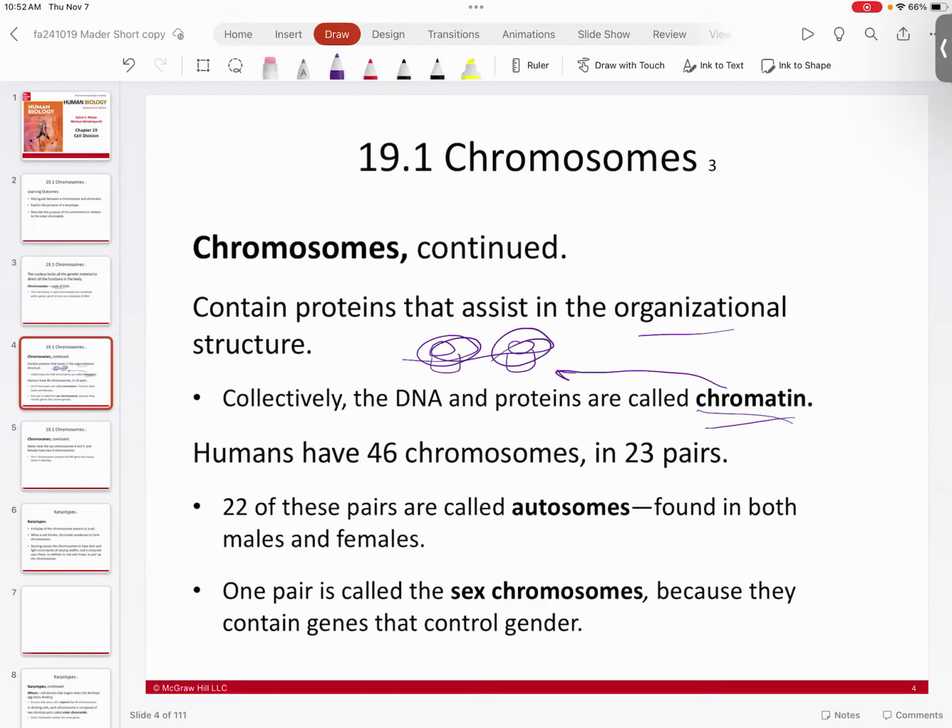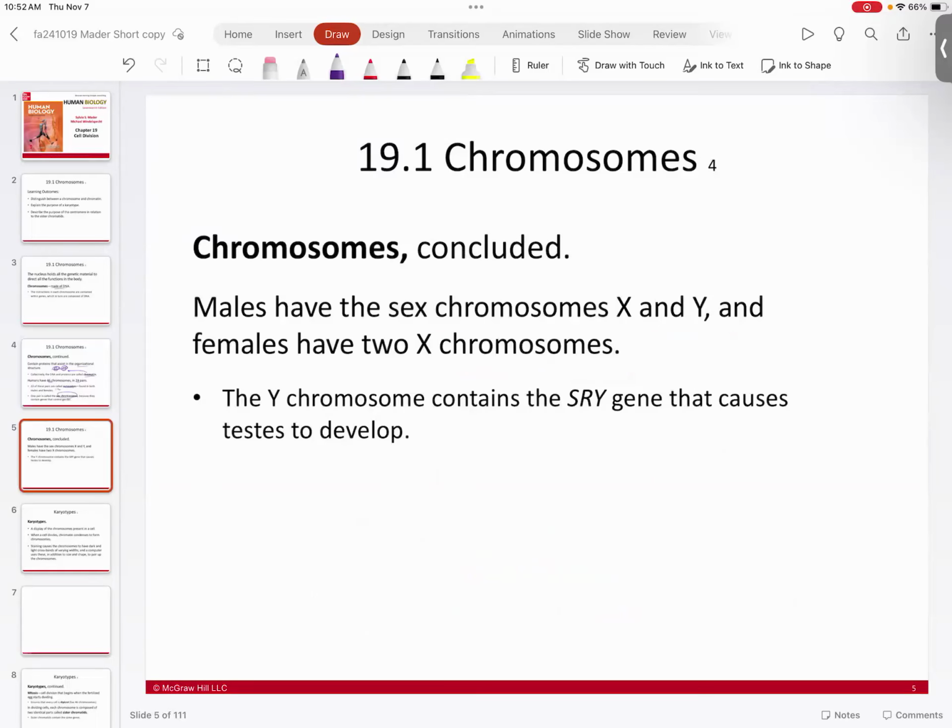Now, in humans, we have 46 chromosomes in each of our cells, 23 pairs, so we have 2 of each. The first 22, 1 through 22, are what's referred to as autosomes, and that's in both males and females. And then the other 2 are going to be what's called the sex chromosomes, so X and Y. When you take a look at the sex chromosomes, X and Y, ultimately, males will have an X and a Y, and then females will have 2 X's.